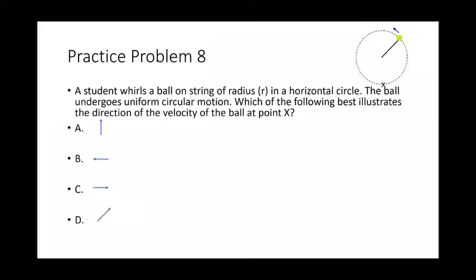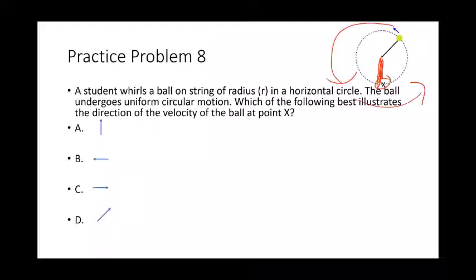All right, so here's practice problem 8. So we've got a ball that's being whirled in a horizontal circle. The ball undergoes uniform circular motion. Which of the following best illustrates the direction of the velocity when it reaches point X? Well, here's point X down here. So the ball's going around the circle like this. So it gets to point X, still going in this direction.